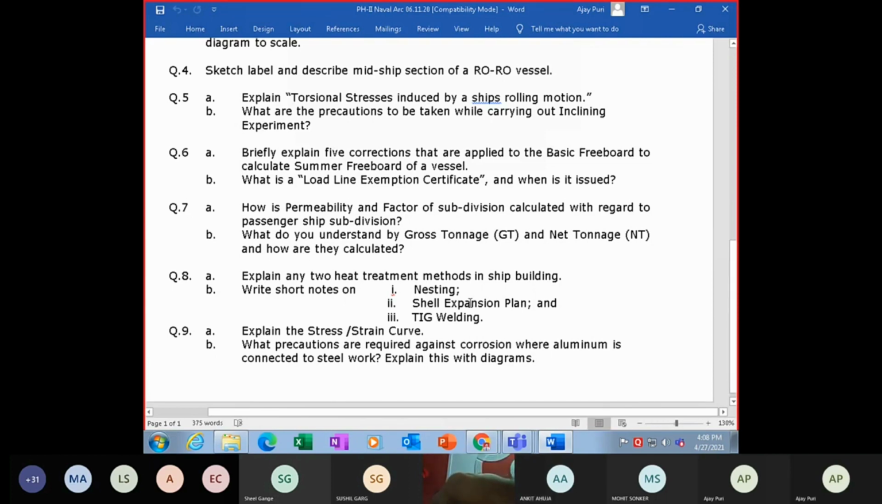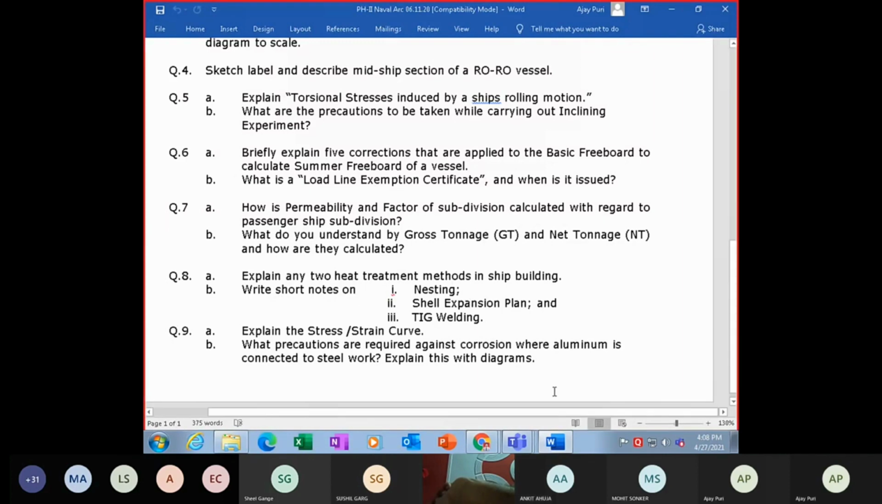Now we come to 9, stress strain curve. So you have to draw the stress strain curve and explain each point from the inception point. What is stress? You have to make the arrows accordingly, and each point has to be explained. Yield point, fracture point, UTS, all have to be explained. Plastic limit, strain hardening, or necking, all that you have to explain.